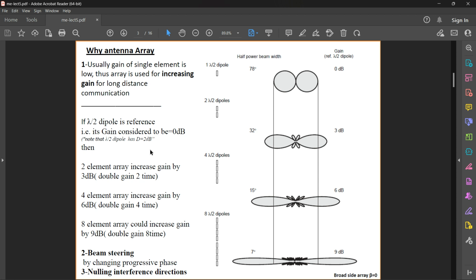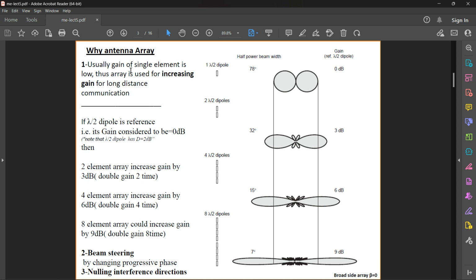Then if a two element array is used, it increases the gain by 3 dB, doubling the gain 2 times. And if a 4 element array is used, then it increases gain by 6 dB, doubling the gain 4 times. If an 8 element array is used, it increases gain by 9 dB, doubling the gain 8 times.